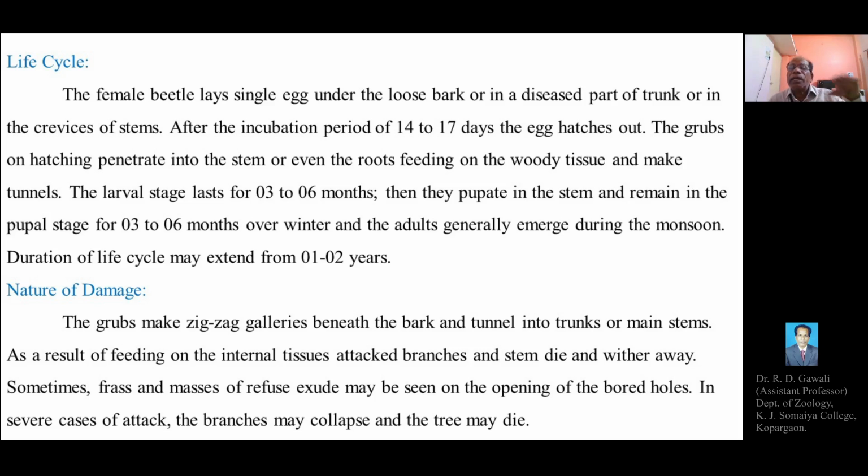So the entire life cycle of the mango stem borer is completed on the mango tree. So after the end of the summer months or at the beginning of the monsoon, the adult beetles of the mango stem borer become visible because they emerge out during that time.